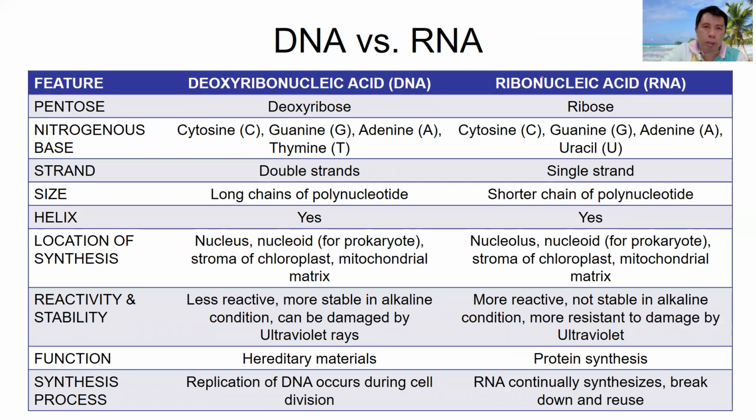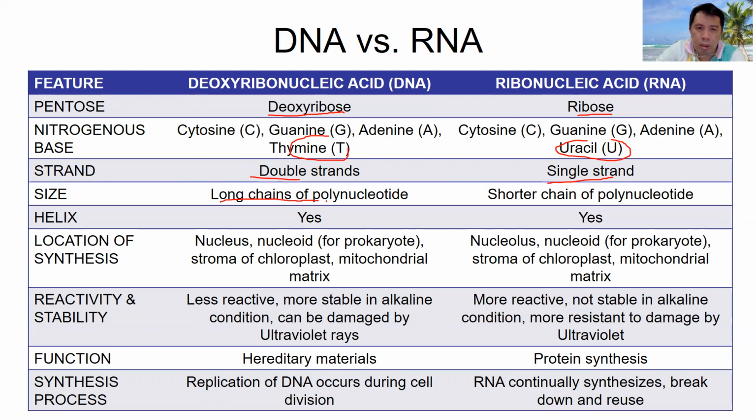In overview, let us discuss the differences and also the similarities of DNA and RNA. In DNA, the pentose is deoxyribose; in RNA it is ribose. The nitrogenous bases found in DNA are C, G, A, T, and in RNA C, G, A, U. So the difference is the thymine and the uracil. DNA has a double strand. RNA has only a single strand.